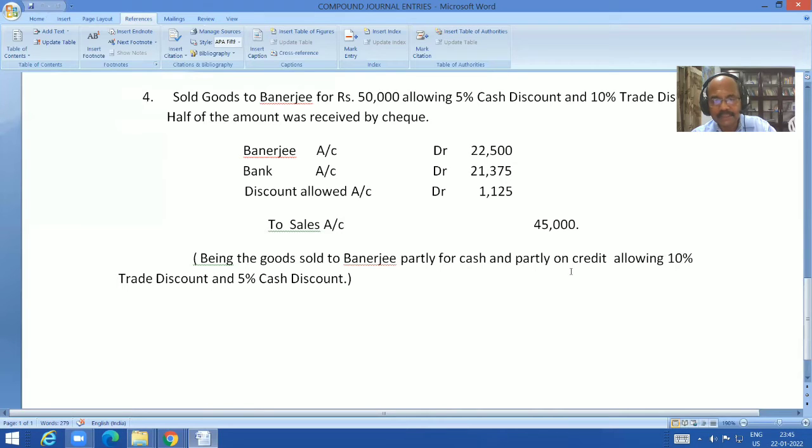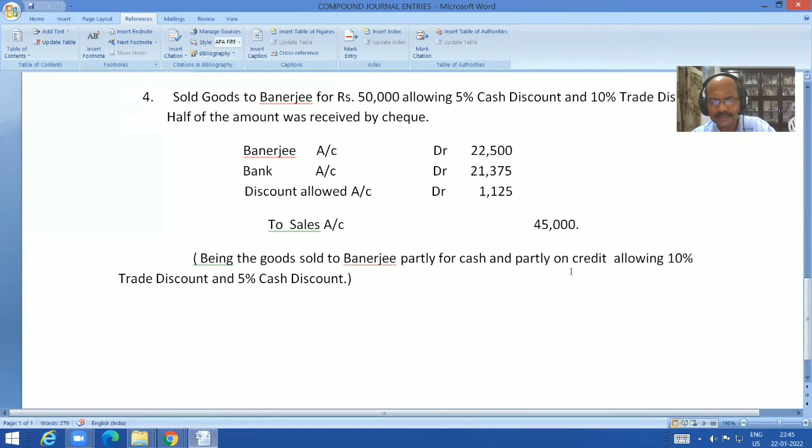Banerjee is debited. Yes, extension of the golden rule: debit the one who owes to the business. 45,000. Half only he has settled across the table. Balance half, that is 22,500, he owes to the firm. Hence he has been debited to the extent of 22,500.